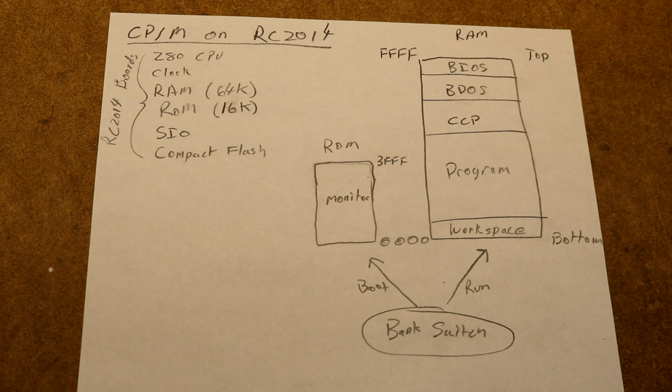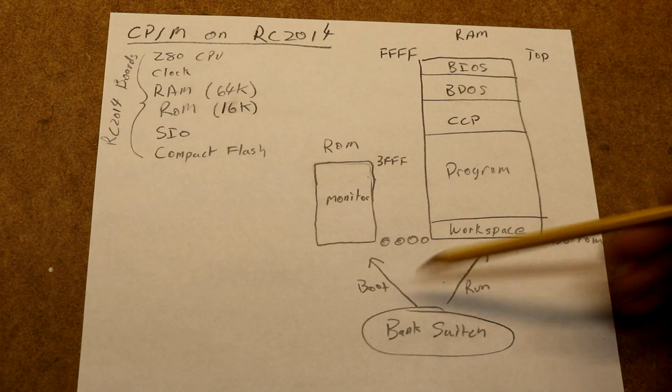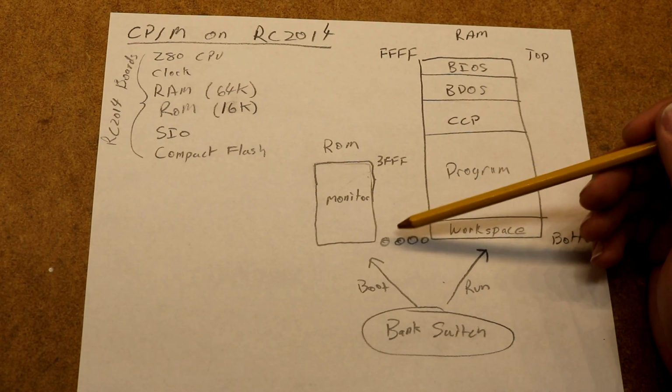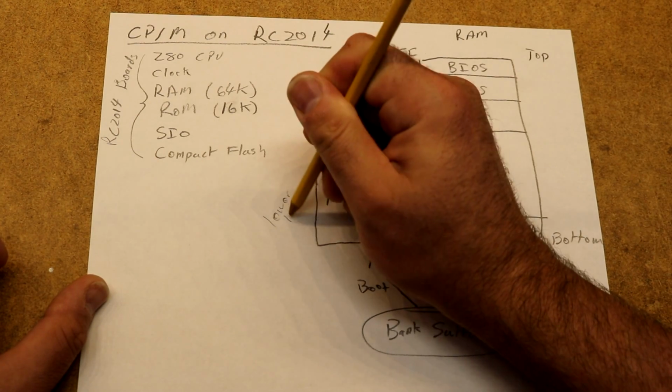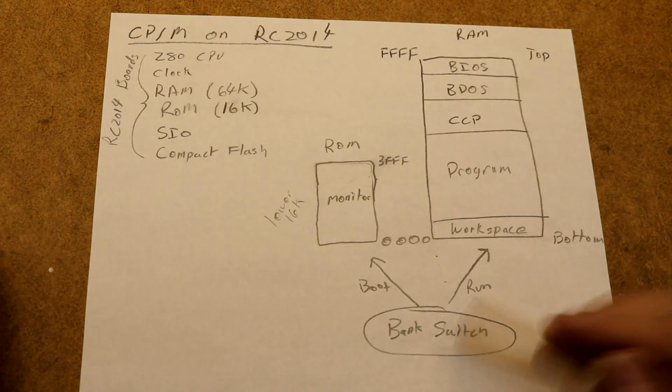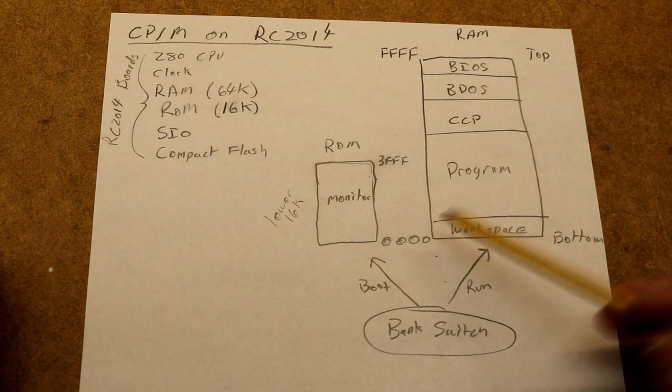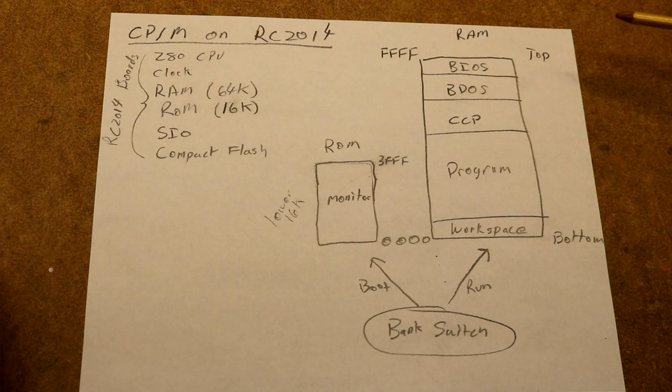So that's the key thing that we need to re-engineer the RC2014 to do, is this bank switching so we can switch the lower 16K between ROM and RAM. The upper 32K will always be RAM. So that is going to require us to build and design a new board.